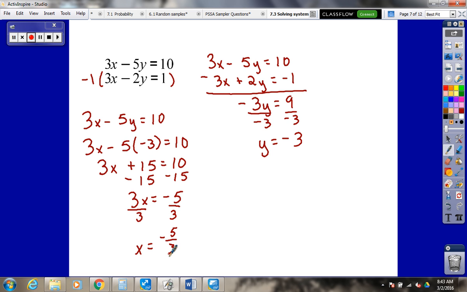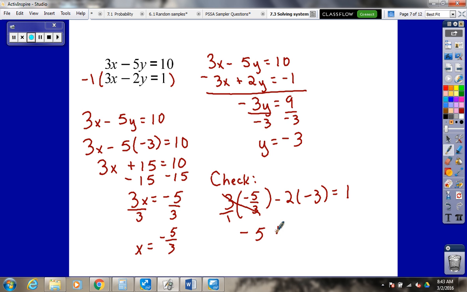So let's check to make sure this is right, fraction and all. Let's see, we used the top, so I'm going to use the bottom to check. 3 times negative 5/3 minus 2 times negative 3 equals 1. So even though we had a fraction here, this is kind of nice actually, because this is like 3 over 1. The 3's cancel out, so our fraction's gone already. This is a short fraction. We get negative 5 plus 6 equals 1, and that is true. 1 equals 1.